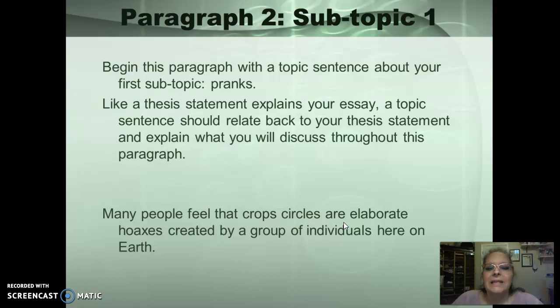Well, your topic sentence does the same for its paragraph. So you don't want it to be like a chronological type thing. You want to make sure every paragraph starts with a topic sentence. So this one, many people feel that crop circles are elaborate hoaxes created by a group of individuals here on Earth. Okay. So we know everything in that paragraph is going to be about hoaxes, and it's going to support it.